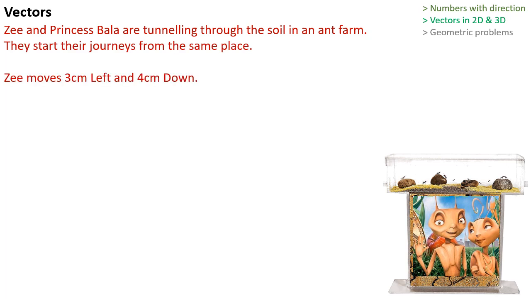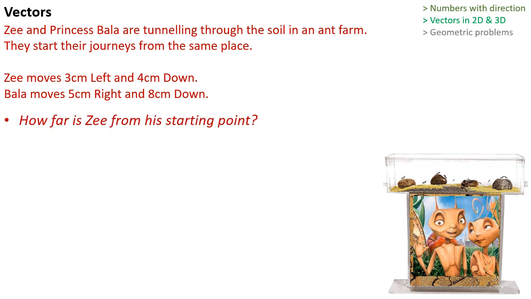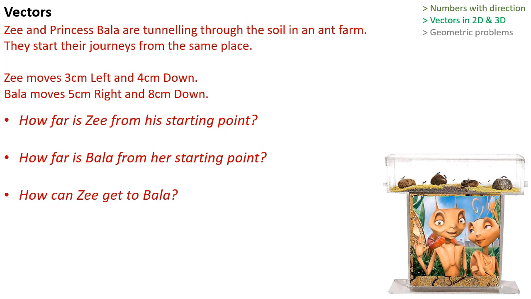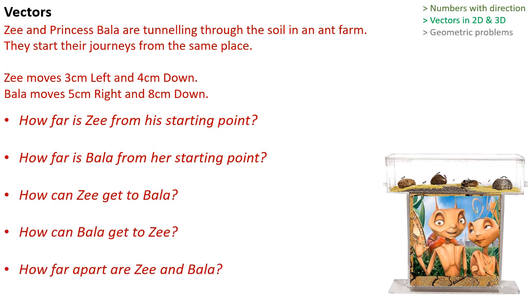Z moves 3 centimeters left and 4 down. Bala moves 5 centimeters to the right and 8 centimeters down. The questions we might ask are, how far are each of them from their starting points? How can Z get to Bala, and how can Bala get to Z? And how far apart are Z and Bala?